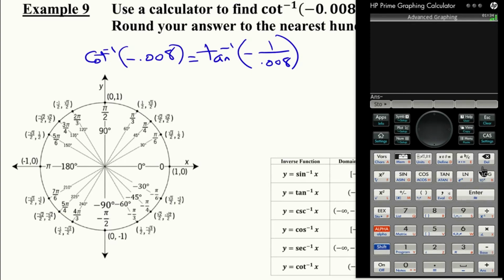Okay, not that. Let's clear that. We just want negative. Let's see, it's not letting me clear. Okay, one second, little calculator problem. All right, we're back in action.